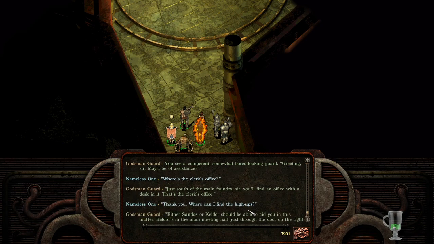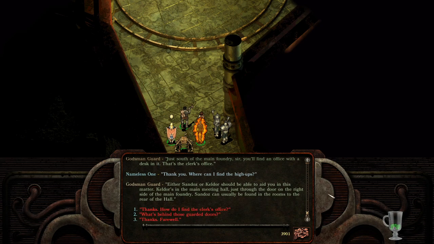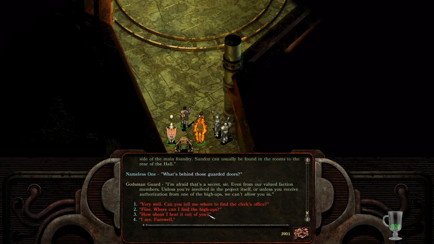Where can I find the high-ups? Either Sandoz or Keldor should be able to aid you in the matter. Keldor's in the main meeting hall, just through the door on the right side of the main foundry. Sandoz can usually be found in the rooms to the rear of the hall. Okay. Behind the guarded doors? I'm afraid that's a secret, sir, even from our valued faction members. Unless you're involved in the project itself, or you receive authorization from one of the high-ups, we can't allow you in. Okay.